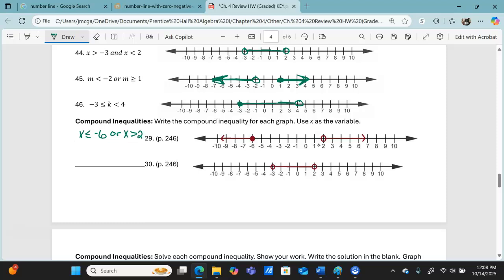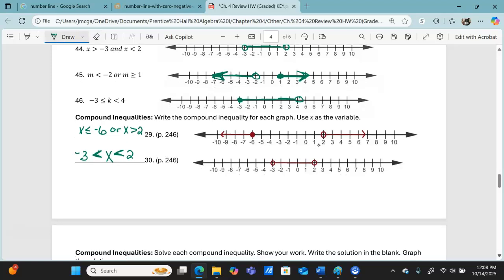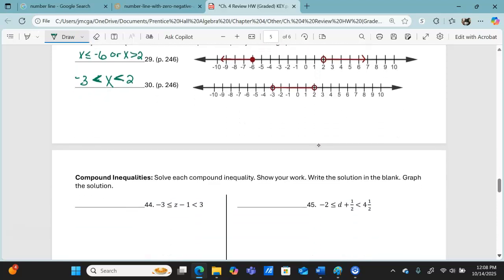And then number 30 is an and situation. To write these, you put your smaller number here, bigger number here. The inequality will always point that way. See, pointy part to the left. And you have to decide, do you need an or equal to or not? You do not because those are both open circles. And then your x goes in the middle. So that's how you set those up.